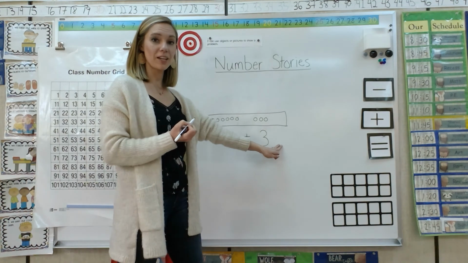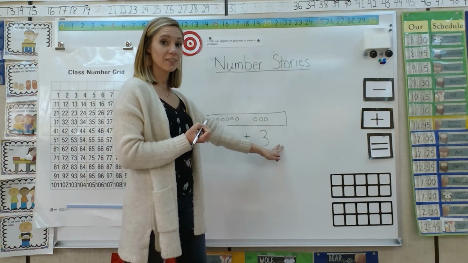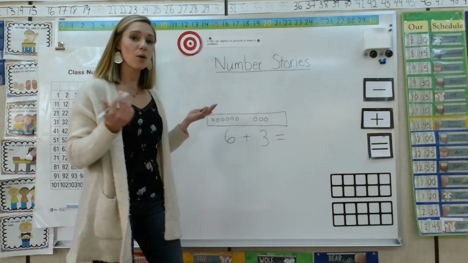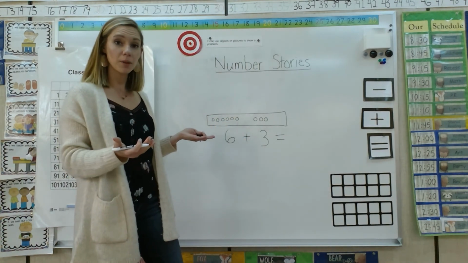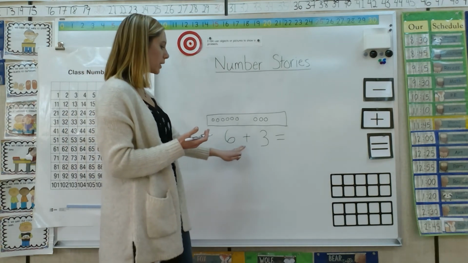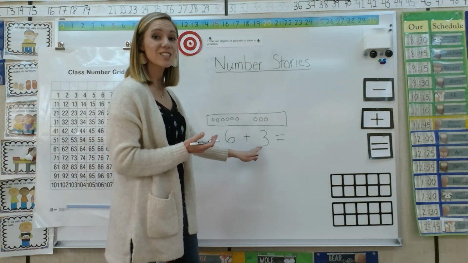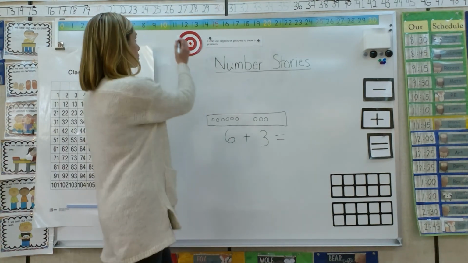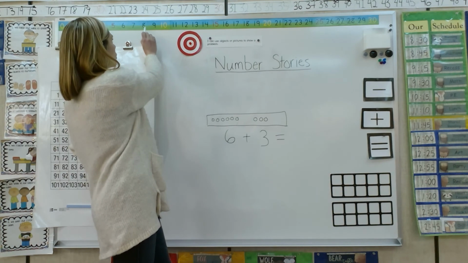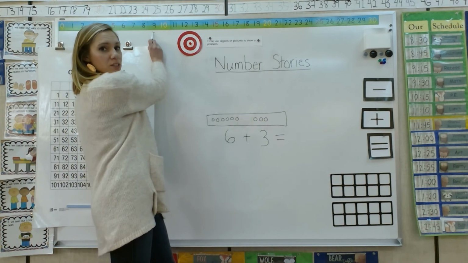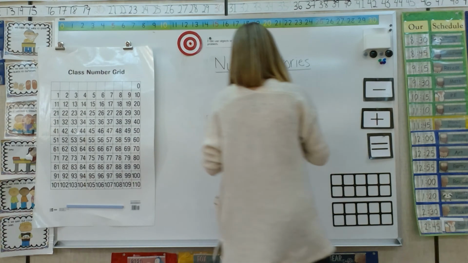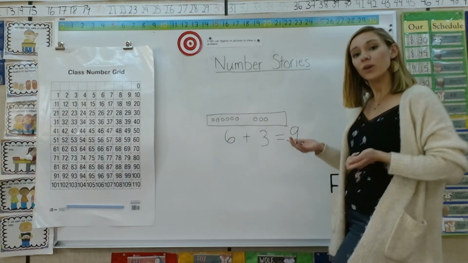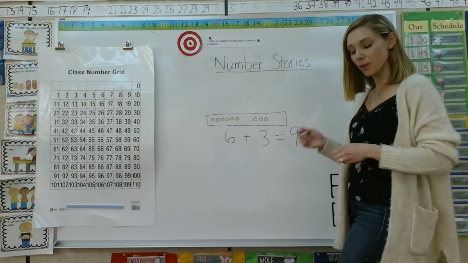What kind of symbol am I going to use here? I'm going to put an equal sign because I'm trying to figure out what's the answer to my problem, my number story. 6 plus 3 equals, let's see, we could use our number line. 1, 2, 3. What's our answer? 9. Great job. We figured out the answer to our problem.